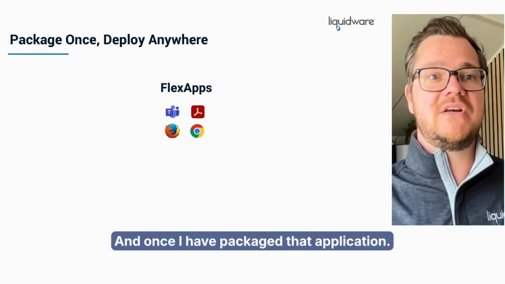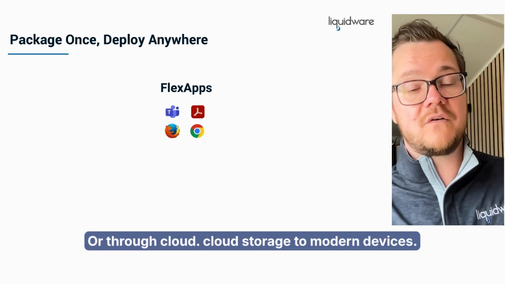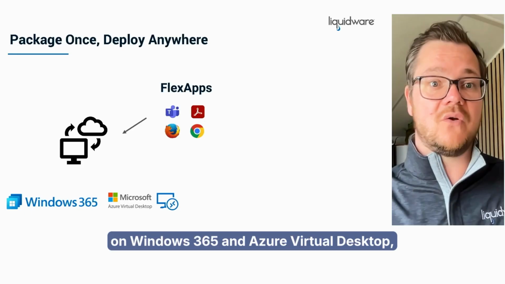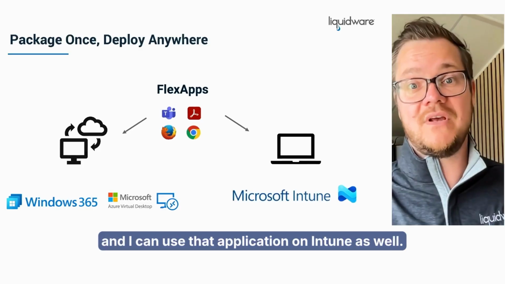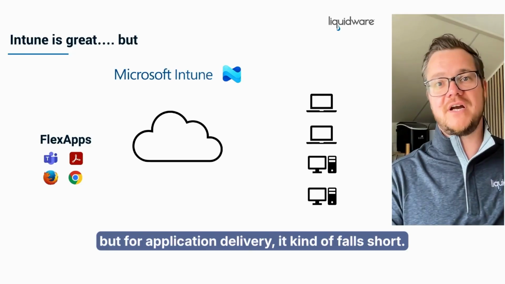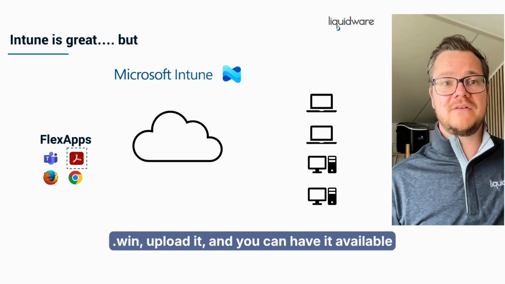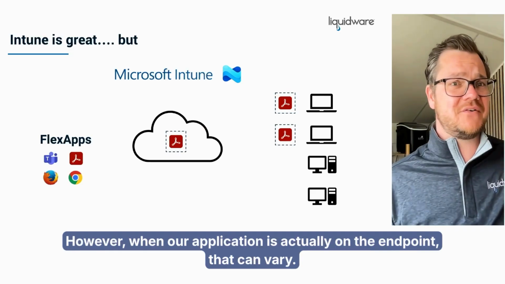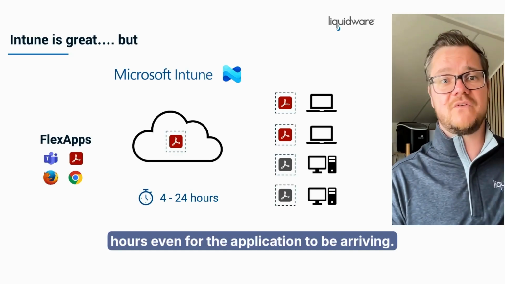And once I've packaged that application, I can deploy that application everywhere, because they're delivered through file shares on the internal network or through cloud storage to modern devices. So that means that I can use the same applications on Windows 365 and Azure Virtual Desktop, and I can use that application on Intune as well. And Intune is a great tool for managing devices, but for application delivery it kind of falls short. As I said, first we need to package the application into Intune.win, upload it, and it can have it available in the company store or have Intune deliver it. However, when our application is actually on the endpoint, that can vary. And in some cases it can take up to 48 hours even for the application to be arriving.